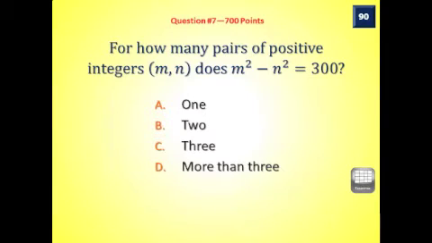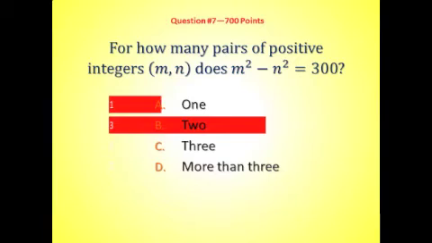For how many pairs of positive integers m and n does m squared minus n squared equal 300? 1 pair, 2 pairs, 3 pairs, or more than 3 pairs? All right, we'll see how this one went. I think it turned out to be 3.